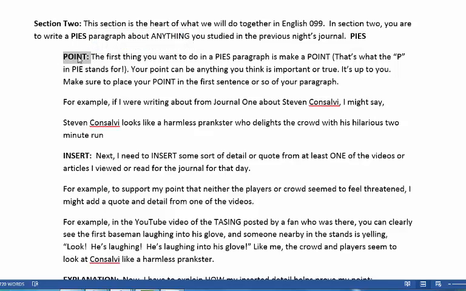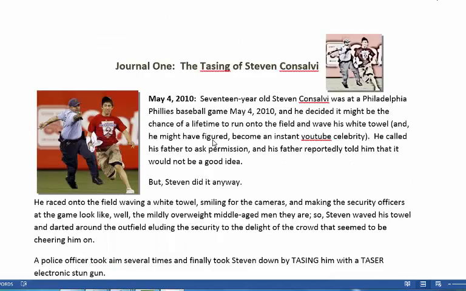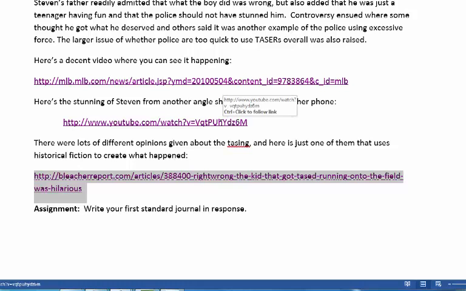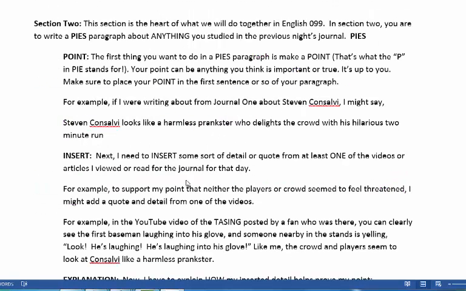The first part of the paragraph should make a point. Hopefully after watching the videos of Stephen being tased and reading the articles, some point occurs to you that you want to make about what you saw and what you read. For example, if I were writing from Journal 1 about Stephen Consalvi, I might say, here's my point: Stephen Consalvi looks like a harmless prankster who delights the crowd with his hilarious 2-minute run. That's a point I could make, and that's the first thing you want to do in your PIES paragraph.